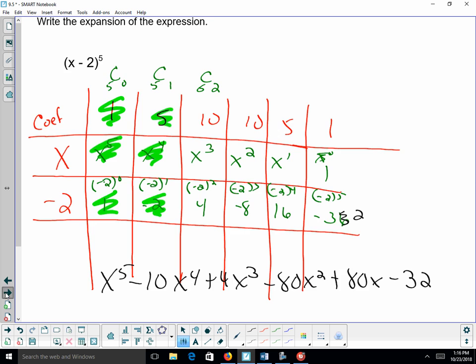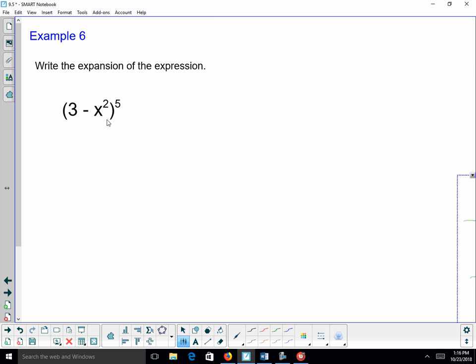Okay, let's do another one. So this one, I have 3 minus x squared. So I have a power other than 1 inside my binomial. So I'm going to set up my chart. I'm going to give you a second to do that. So I'm going to pause the video. I want you to set up the chart and expand it.